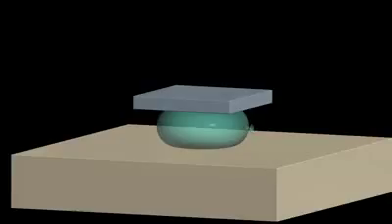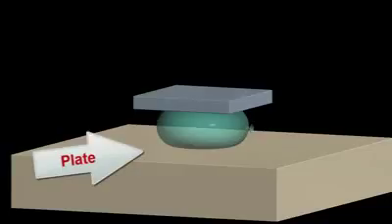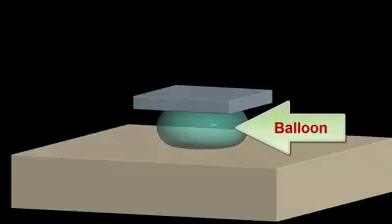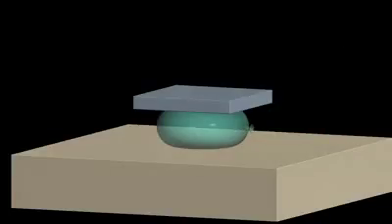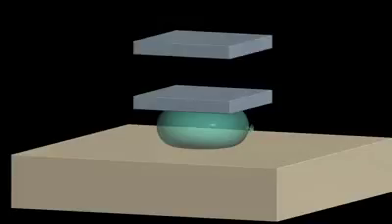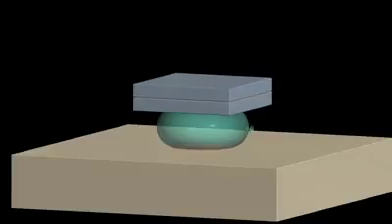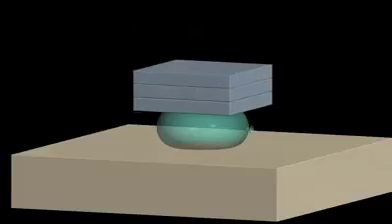In this animation, this plate represents a part that is being damaged by cavitation. The inflated balloon represents a gas bubble that is formed in the fluid, and this weight represents the fluid pressure that acts on the surface of the gas bubble. Notice that the balloon is able to support a certain amount of weight, but at some point the balloon is no longer able to support the increasing weight and eventually collapses under the load. And having lost its support, the weight crashes down on the surface of the part.